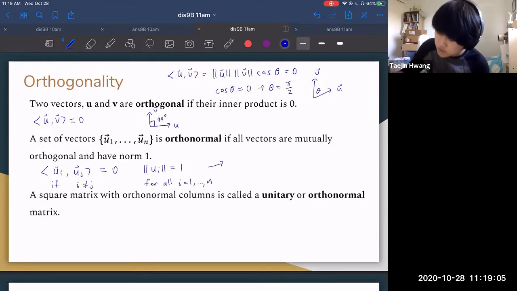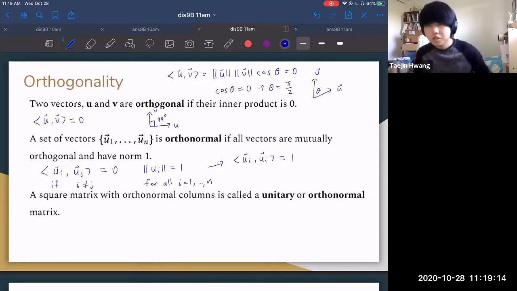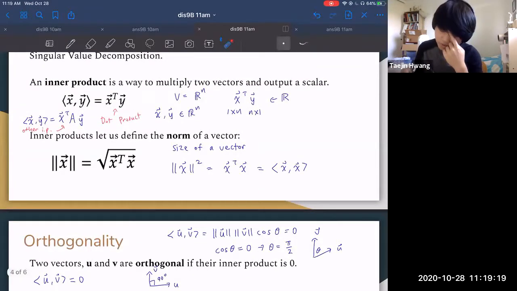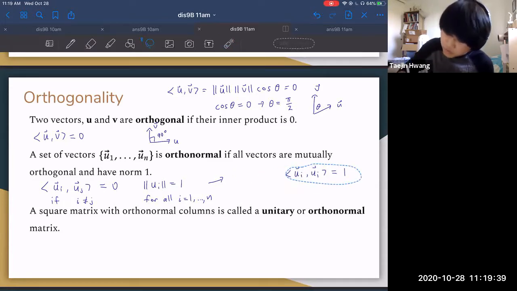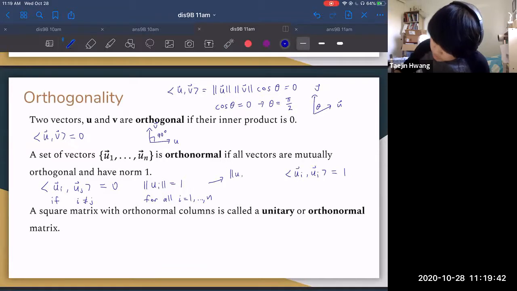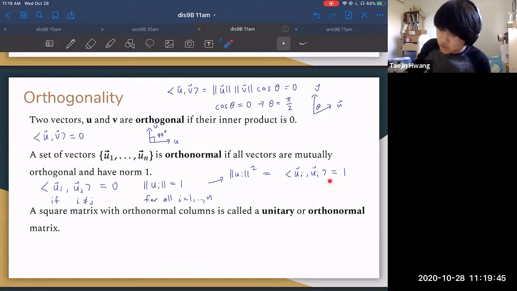And this is equivalent to saying that the inner product of ui with itself is equal to 1. Because if we recall the definition of norms, the norm squared is equal to the inner product with itself. So if the norm is equal to 1, the norm squared is equal to 1, meaning the inner product with itself is equal to 1. So the norm squared of ui is equal to the inner product with itself, which is equal to 1.